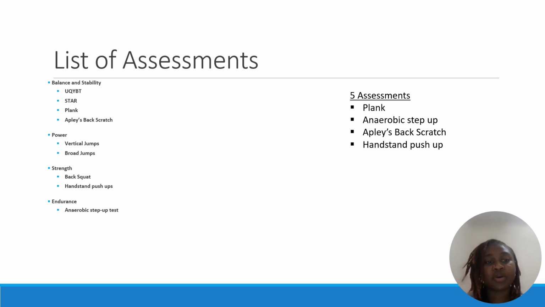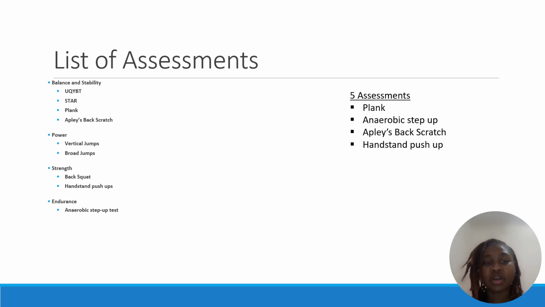The next category is power, and the tests that I decided to use were the vertical jump and the broad jump. The vertical jump assessment uses both legs to assess lower body power, benefiting jumping. And the broad jump assesses lower body power. However, with the horizontal movement, it is beneficial for explosive movements like leaping out for the dive.